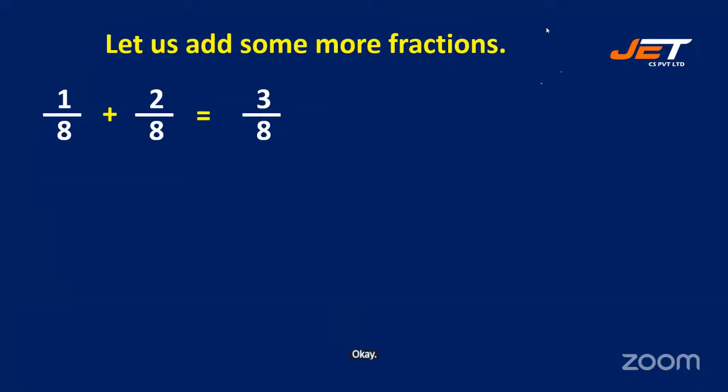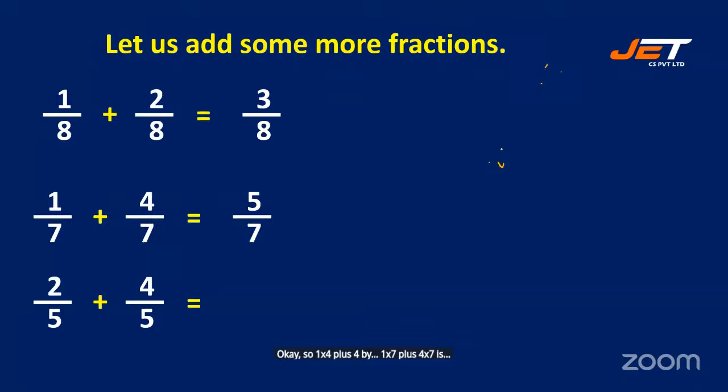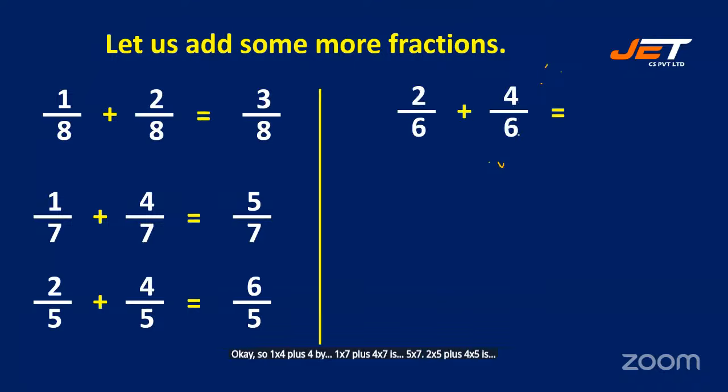Okay, so here you have 1 by 8 plus 2 by 8, which is 3 by 8. Isn't it? 1 by 7 plus 4 by 7 is 5 by 7. 2 by 5 plus 4 by 5 is 6 by 5. Right? So again, here you have 2 by 6 plus 4 by 6 is 6 by 6, which is 1.